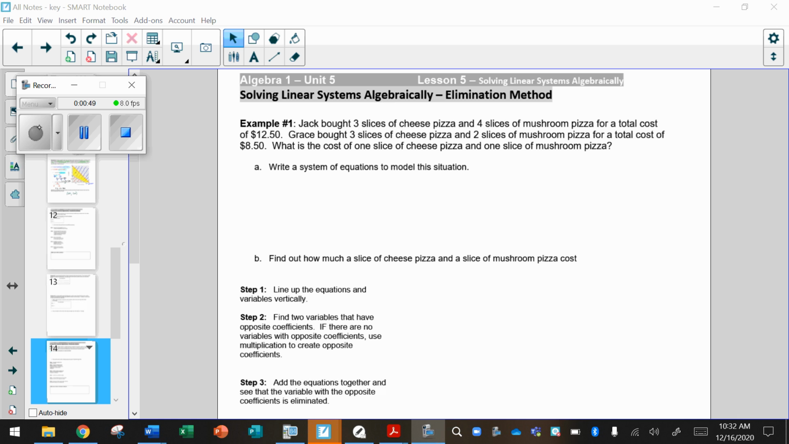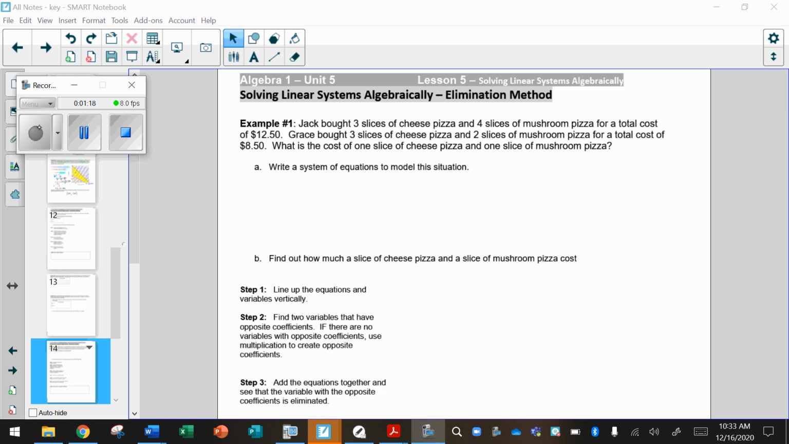The whole idea behind the elimination method is to cancel one of the two variables out of the problem. So if it cancels and goes away, that means we can solve for the variable that is left. And in order to cancel the variables out, we will be adding the two equations together, where one of our variables will have a positive coefficient that matches the other one with a negative coefficient. So when we add them together, they cancel.